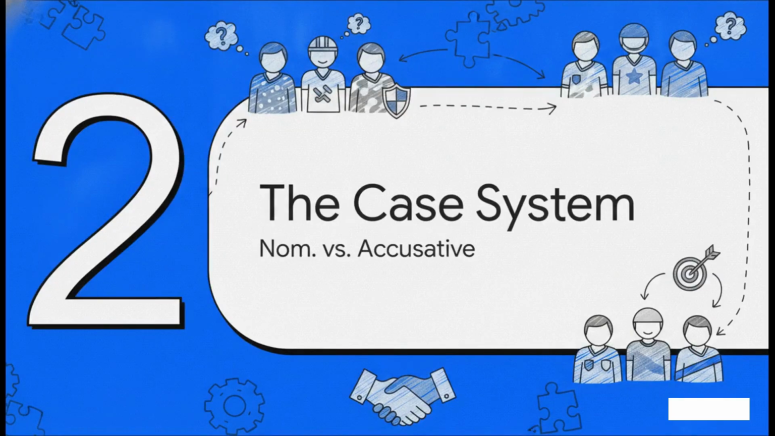That brings us to section 2, the case system. Specifically, nominative versus accusative. Honestly, just think of these cases as the grammatical jobs assigned to our players inside a sentence. Depending on the job that a noun is doing, it might have to wear a slightly different uniform, meaning its article might actually change. Today, we're just going to look at 2 of those jobs, the nominative and the accusative.